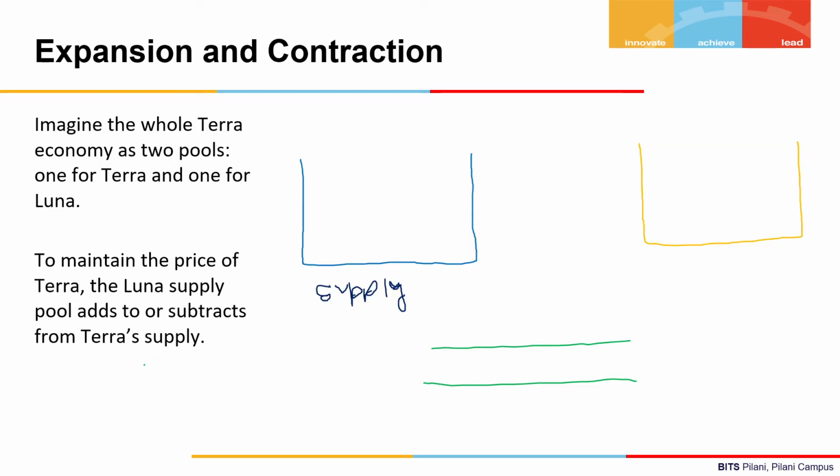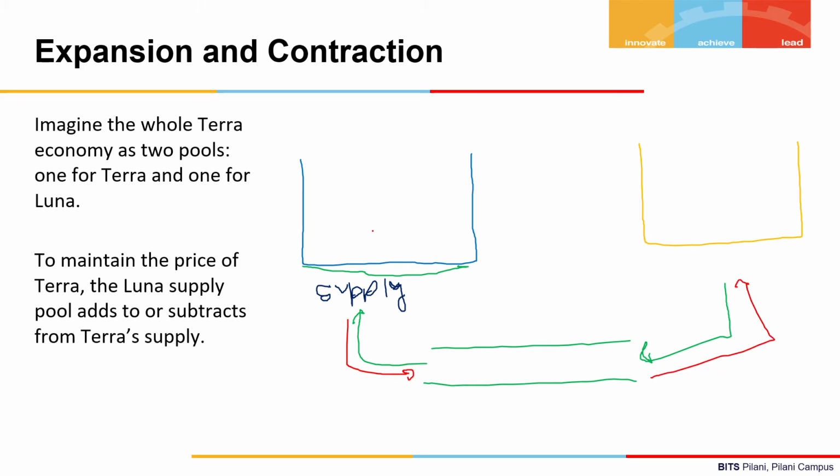So let's assume that the total supply of the coins is given by the base right over here. And let's assume we have two pools. So the entire Terra economy is now two pools. We have one golden pool for Luna and a blue pool for Terra. Now, we also have this machine shown in green over here. What this machine is capable of is taking some Luna coins, which come over here, burning them and generating some Terra coins in exchange. And the vice versa is possible as well. That means it could take some Terra coins, burn them, and generate some Luna coins.